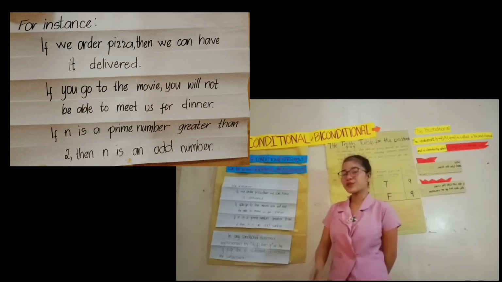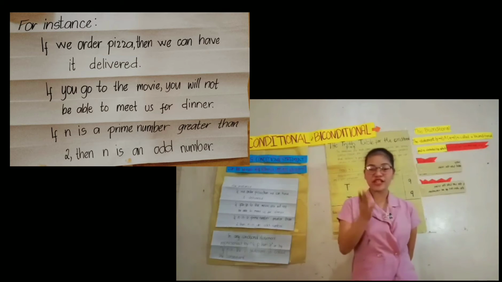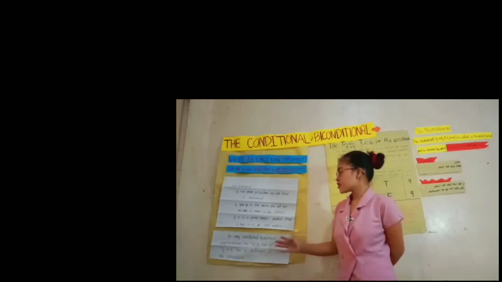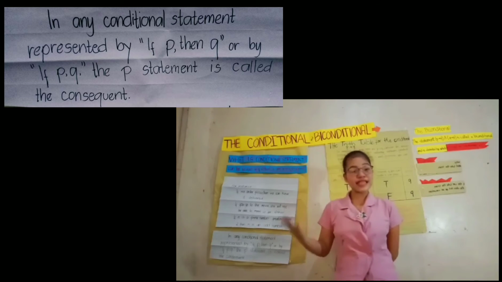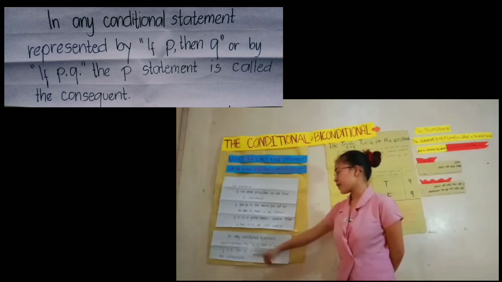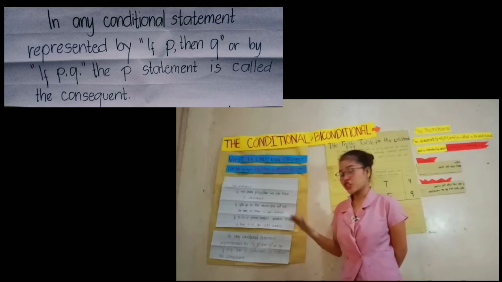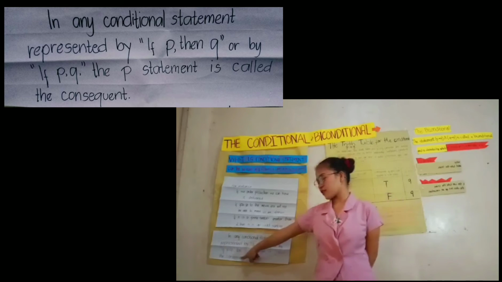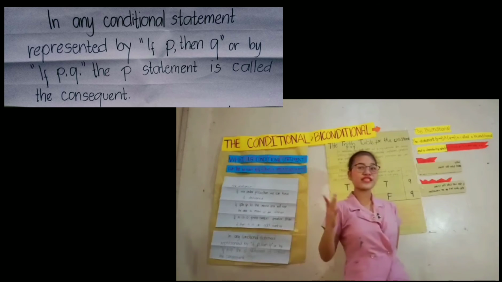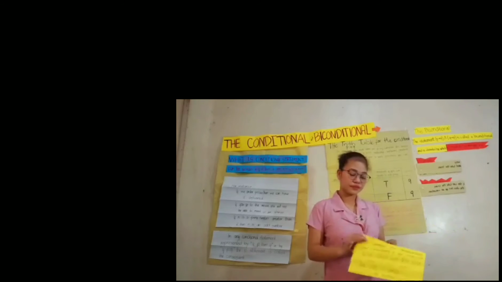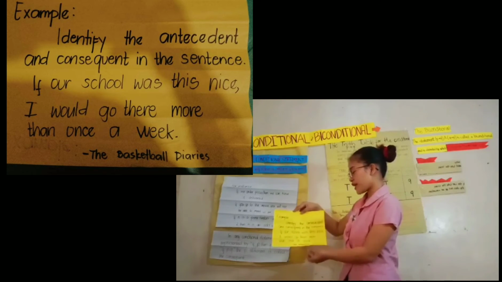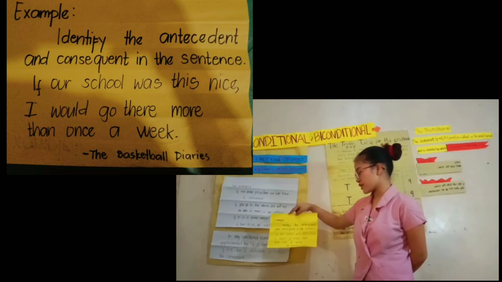So, for us to easily understand what a conditional statement is, here is other information about it. In any conditional statement represented by if P then Q or by if P implies Q, the P statement is called the antecedent. So, the other example for it is this one. In this example, we are going to identify the antecedent and consequent in the sentence.